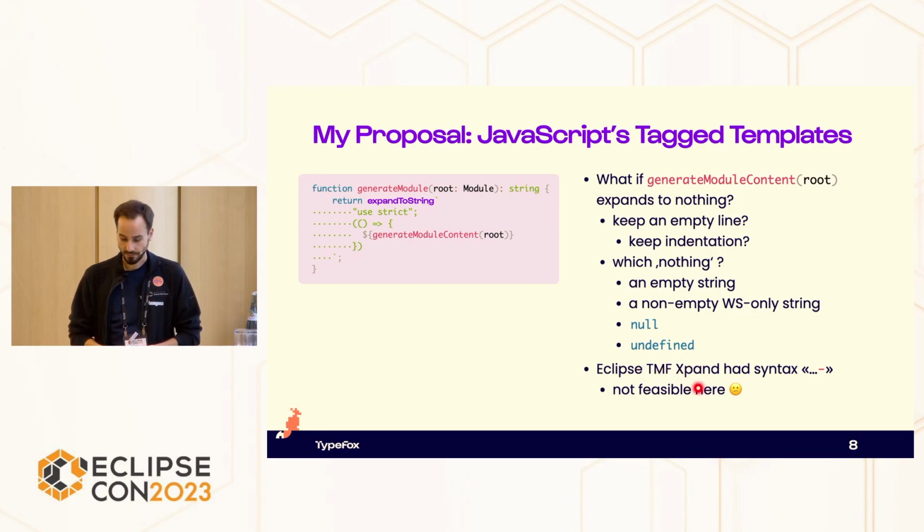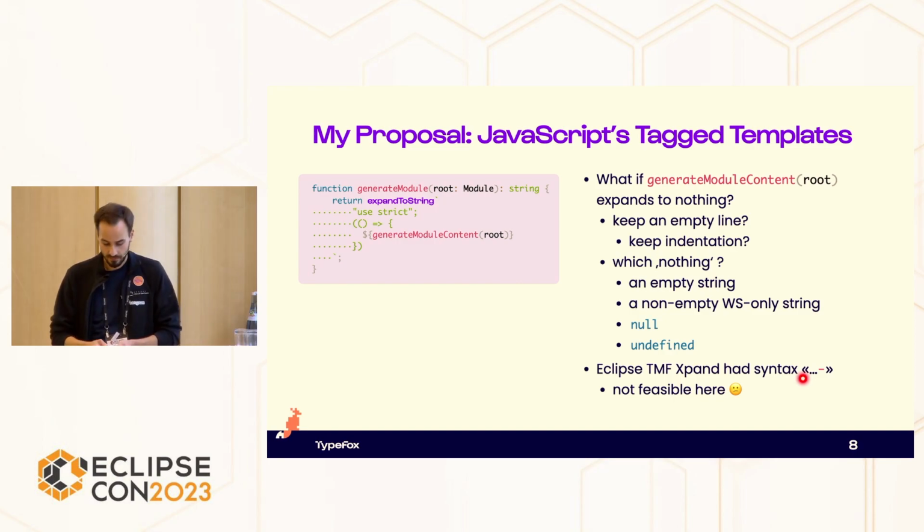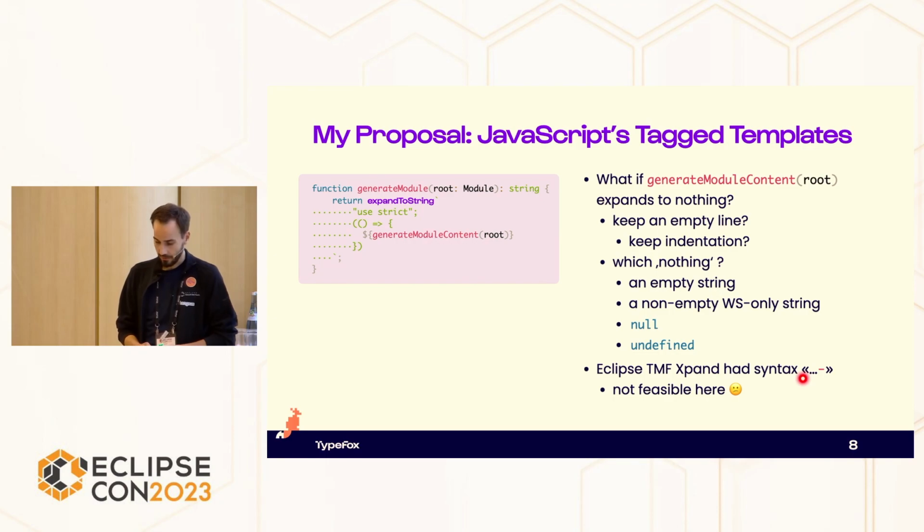TMF-expand. TMF-expand had a dedicated syntax for tackling this problem. They were able to add a dash character at the end of these substitutions. Unfortunately, we stick here to the JavaScript and TypeScript language. They are fixed, so I cannot just introduce a new character in there. So I have to live with what the language offers me. So this doesn't work here.